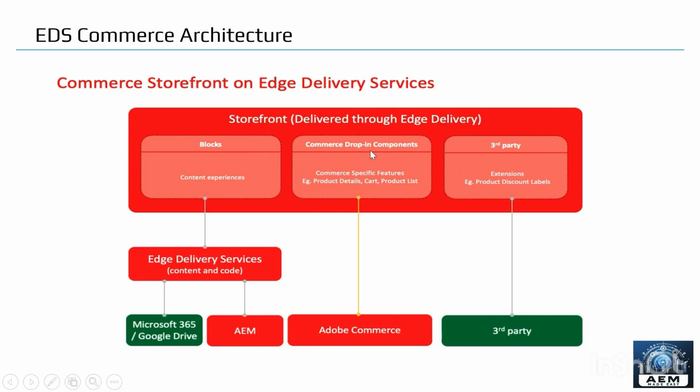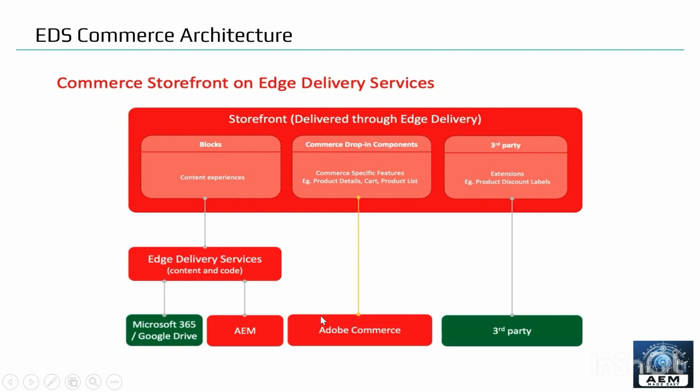So what are these commerce drop-in components? These are micro front-end based components or blocks which provide commerce specific features like product detail pages, cart, product listing pages, or the checkout. All the functionality which you expect in your commerce website or web store. These components provide them out of the box, and they are powered by Adobe Commerce. They get all the data from Adobe Commerce, connecting to Adobe Commerce through GraphQL APIs.